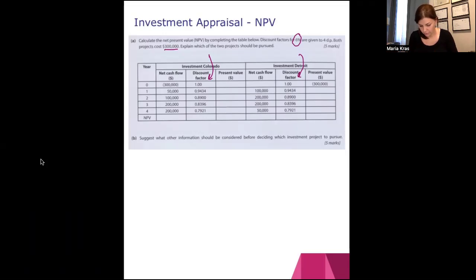Once again, you multiply your net cash flow by discount factors to come up with present values of these cash flows into today. Then you sum them together to come up with NPV. Well, you obviously will need to subtract your original investment of 300,000. I will pause this video. You can pause this video as well. And please do it for yourself, and we'll compare our results.